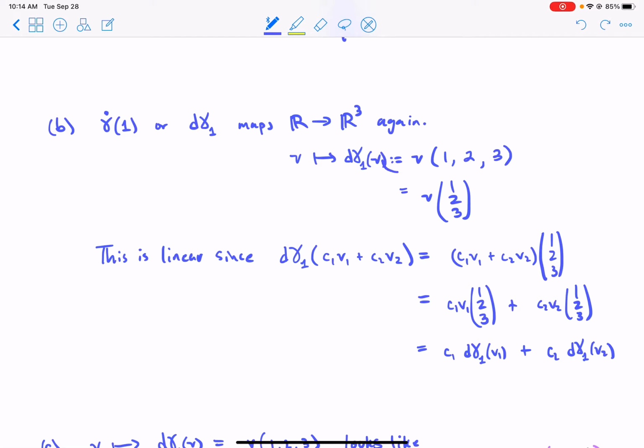But in a formula, we see that this is v times (1, 2, 3). Or we could write the vector as a column vector, v times (1, 2, 3). So we're thinking of v as like a number because the input space is just the real line. So like 2 would go to (2, 4, 6), the vector, because 2 times (1, 2, 3) is (2, 4, 6).